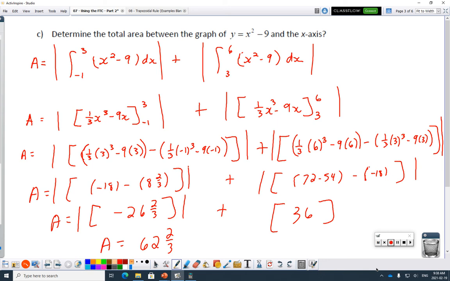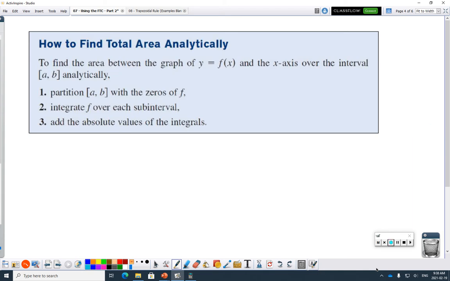So for us, we've got to put the absolute values outside here and deal with it afterwards. The calculator can deal with it every step along the way because it's doing the individual Riemann sums in its little brain there. So here's the procedure. How to find the area analytically. To find the area between y equals f of x and the x-axis over the interval a to b, partition a to b with zeros of f. Find those zeros. Then integrate over each subinterval and add the absolute value of each of those pieces.